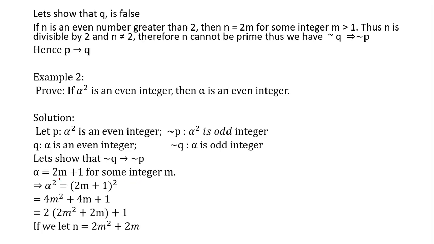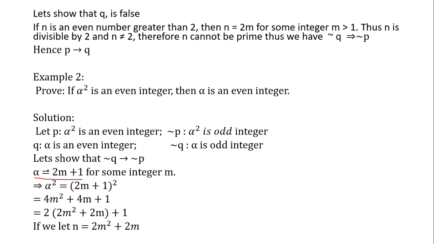So here, when m is 1, we get 3. When m is 2, we get 5. When m is 3, we get 7, and so on and so forth. So if alpha is odd, then alpha becomes 2m plus 1. That's our third definition. If alpha is odd, then alpha squared is also odd.